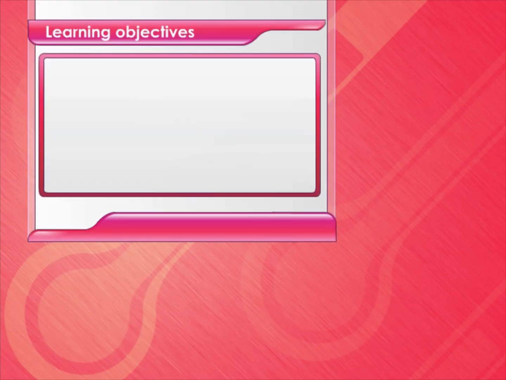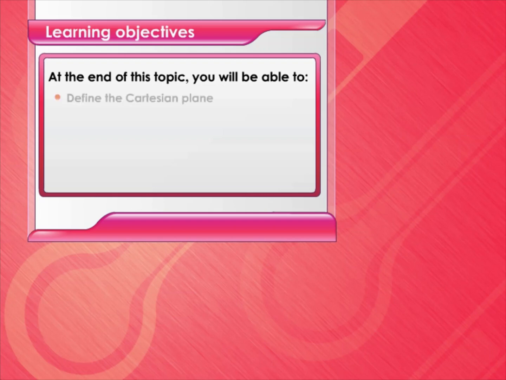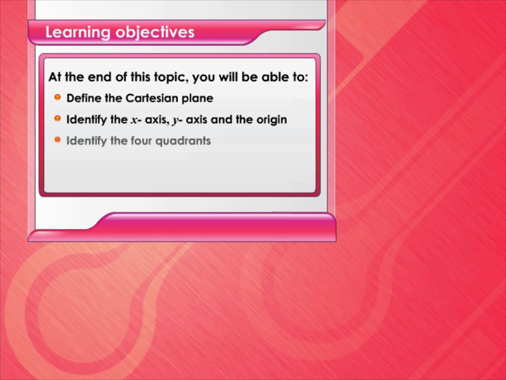Learning objectives. At the end of this topic, you will be able to define the Cartesian plane, identify the x-axis, y-axis and the origin, identify the four quadrants, and locate a point on the Cartesian plane.